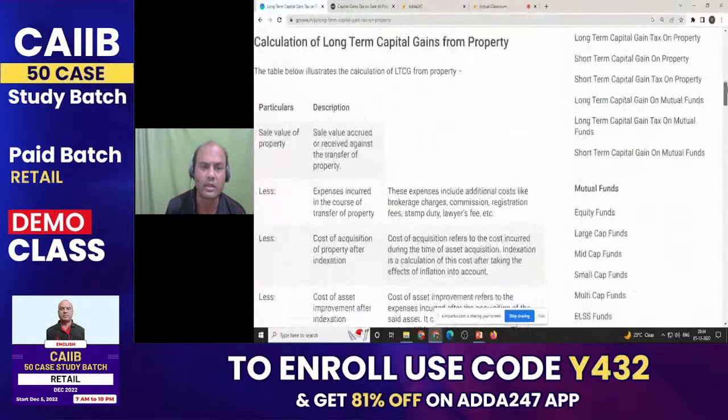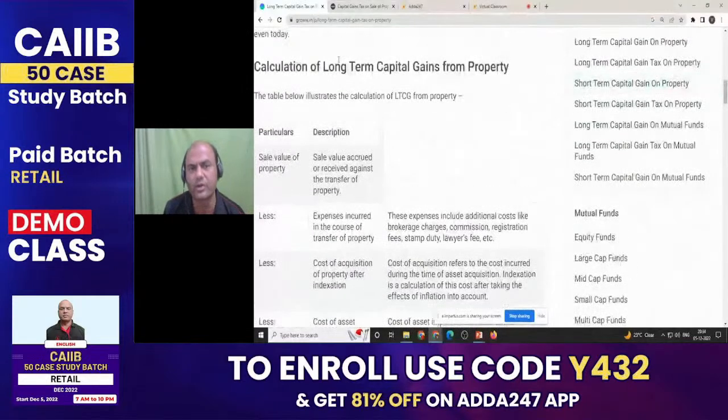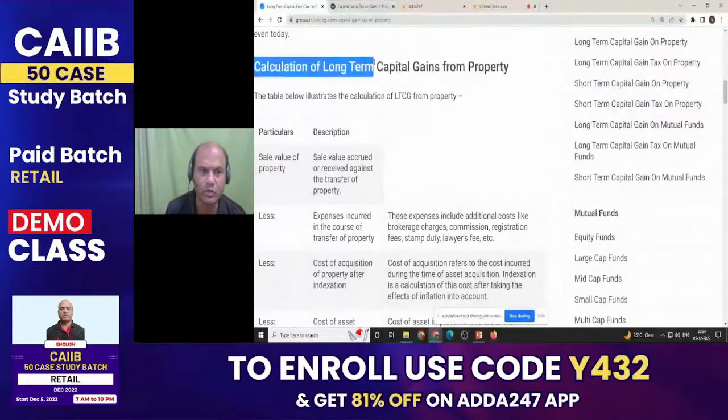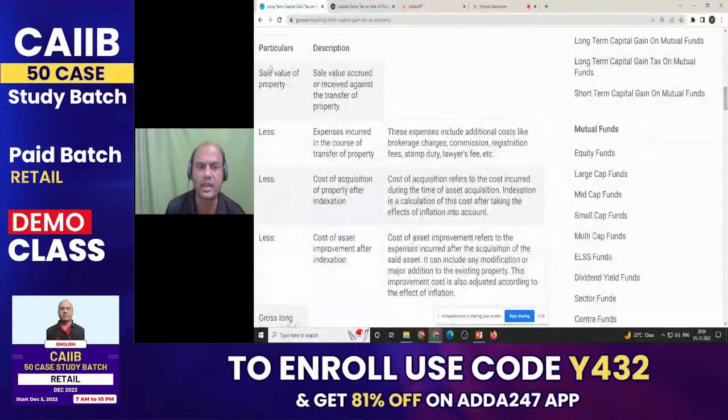Okay. How to calculate it? Now, this is very important for you. Everyone pay attention. How to calculate long-term capital gains? See here. Firstly, take the sale value of the property. Sale value of the property means what? Suppose I purchase a flat for 10 lakhs and sold it for, let's say, 20 lakhs. So this sale value will be 20 lakhs. That is the sale value accrued or received against the transfer of property.